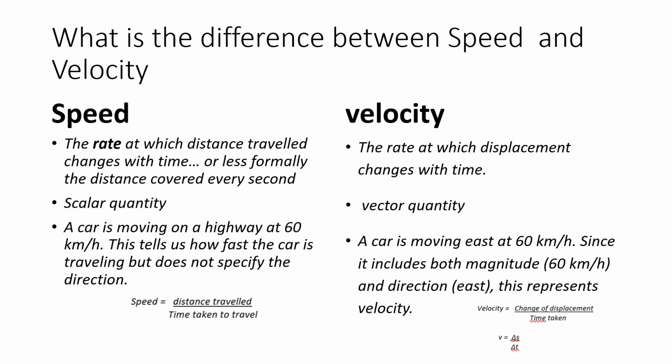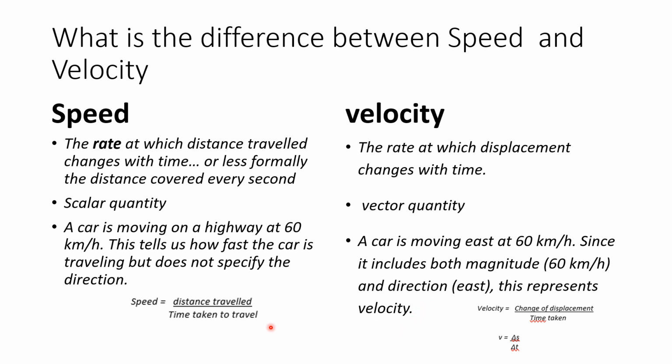So we can look at examples. First, for speed: a car is moving on a highway at 60 km per hour. This tells us how fast the car is traveling but does not specify the direction. Similarly for velocity: a car is moving east at 60 km per hour. Since it includes both magnitude and direction, this represents velocity.